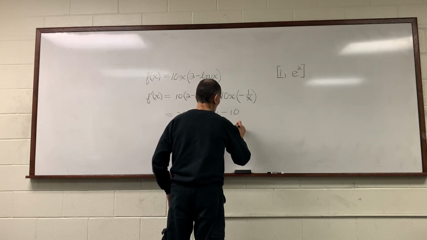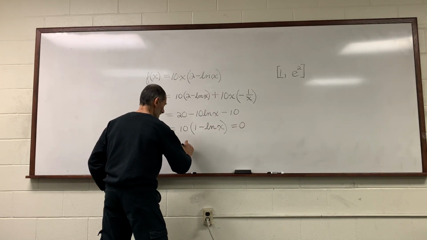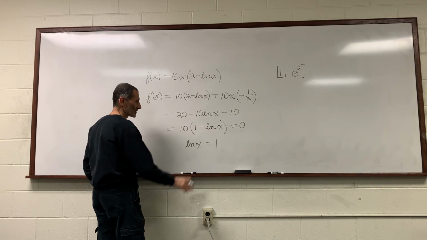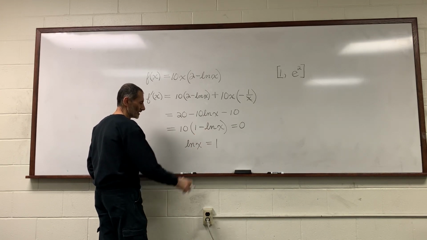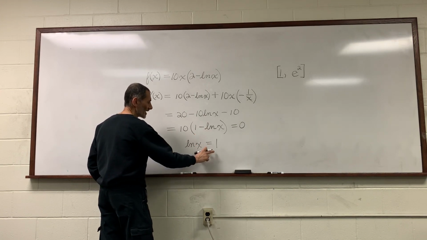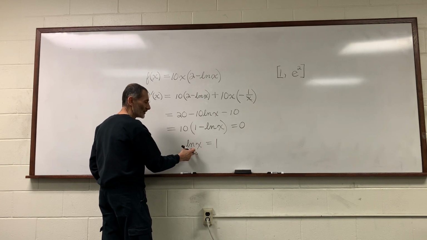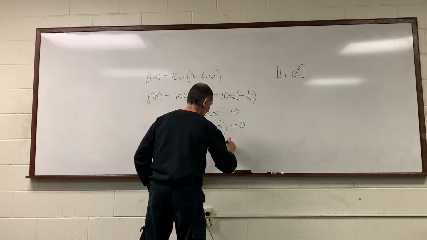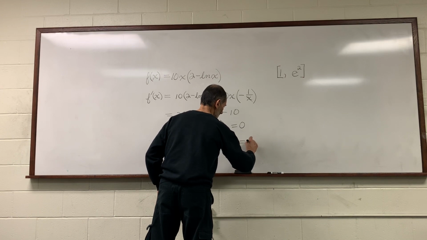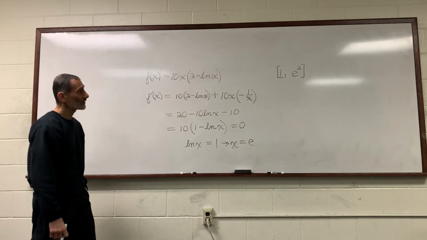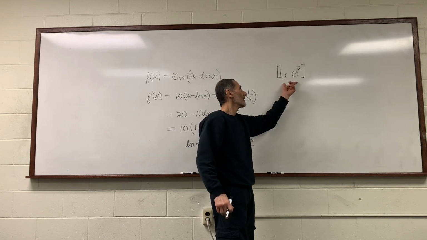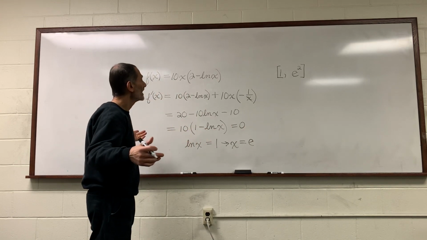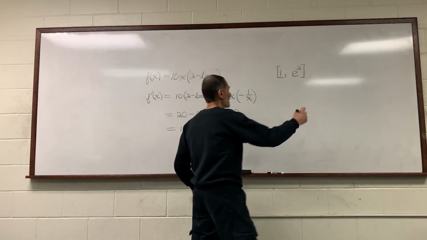That will equal 0 when the natural log of x equals 1. 1 minus ln x equals 0, ln x equals 1. The natural log of x equals 1, let's rewrite that as an exponential equation. There's an understood e here. The logarithm is the exponent, so x equals e to the 1. X equals e. So there's our critical number. Is the critical number within the interval? Yes, it is.